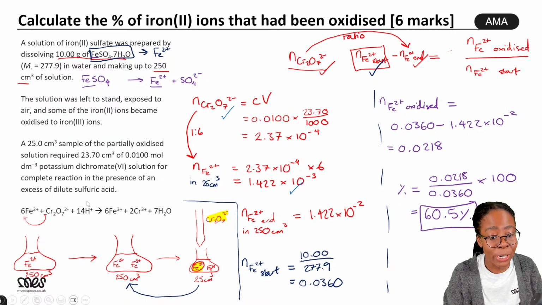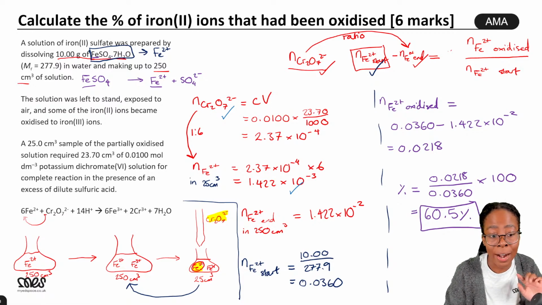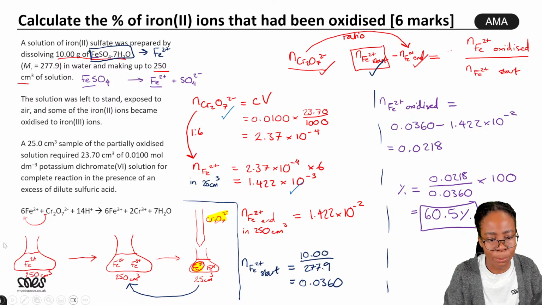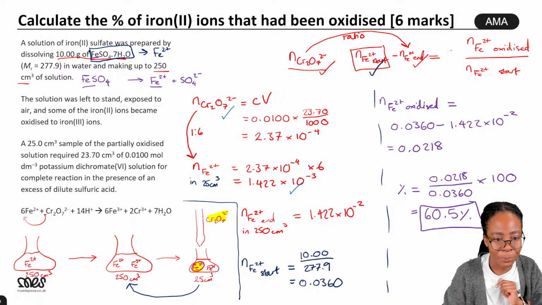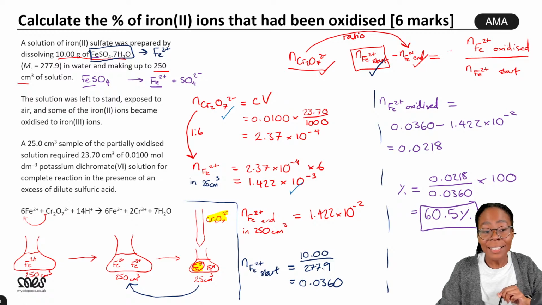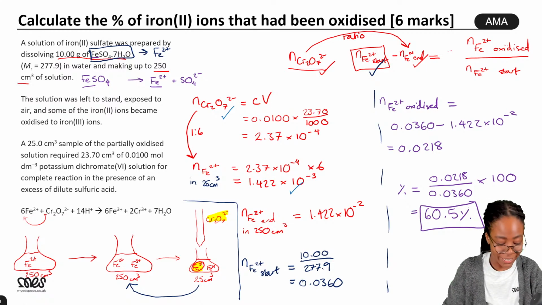You could get 60.6 again, depending on how you round at different stages. If you kept everything in your calculator, then you should get 60.5, but you'll get a slight range either side. Liam, it could happen. It could happen.